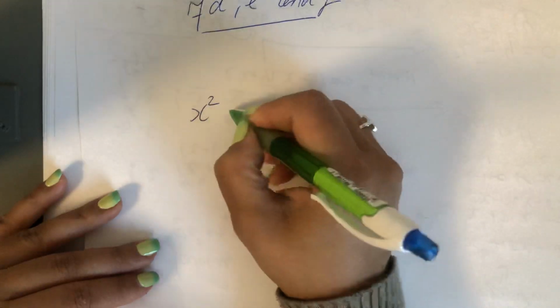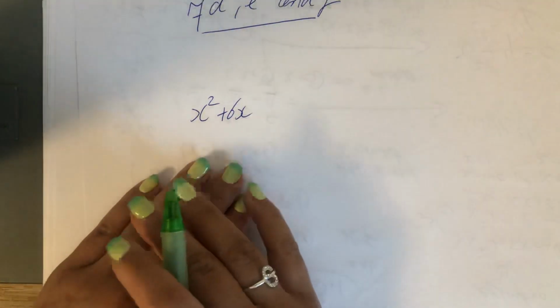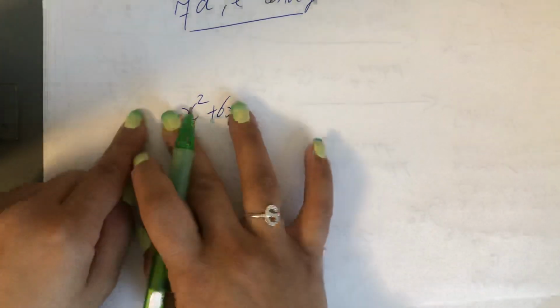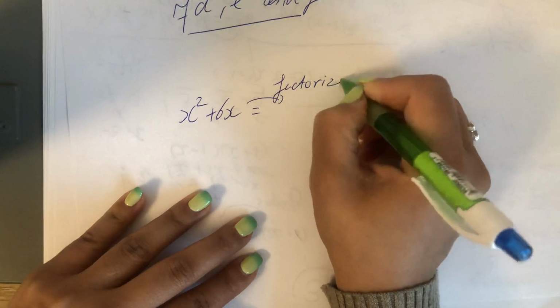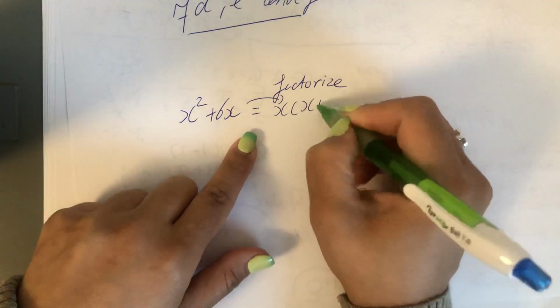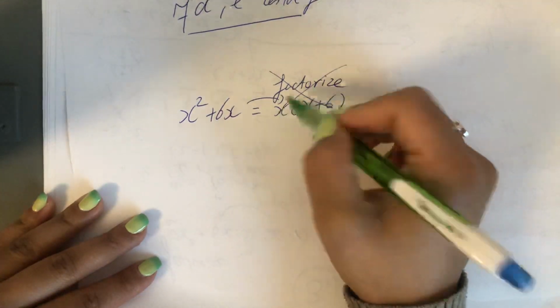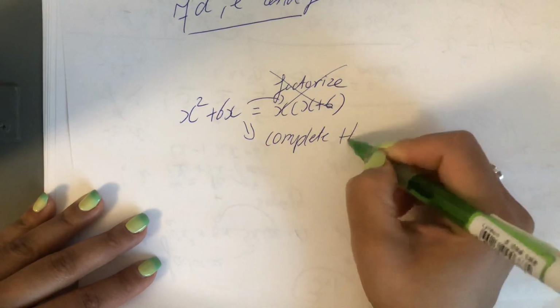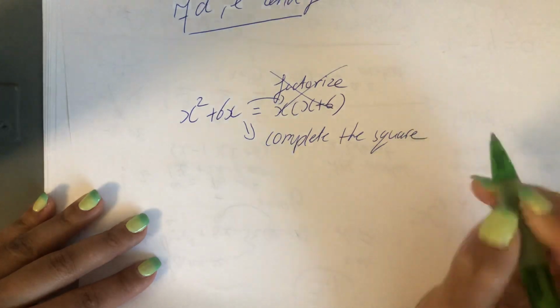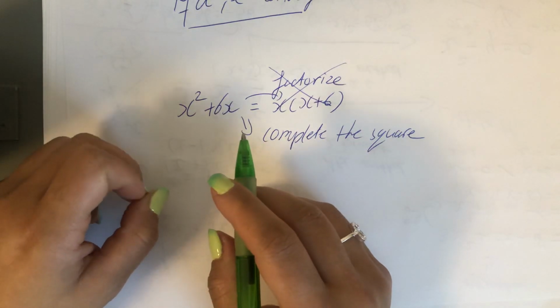So x squared plus 6x. If we would factorize, we would take the x in the front, and we would get x times x plus 6, and then we are done. But now the question is not factorize, the question is complete the square.